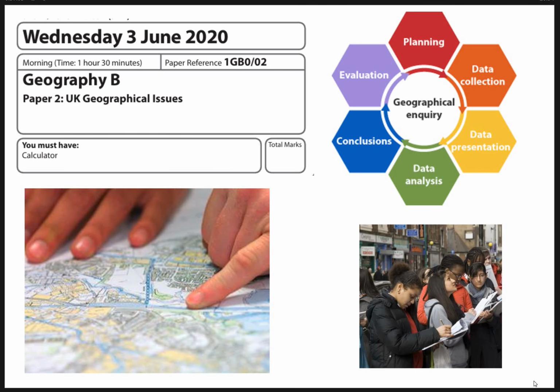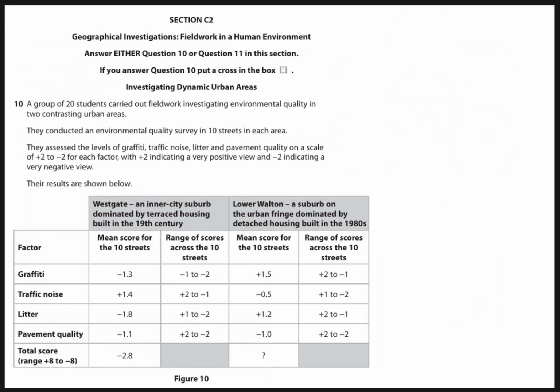Let's move on to some questions again in the area of fieldwork in the human environment. We're going to look at the fieldwork that's been done. So it's unseen fieldwork, fieldwork that's been carried out by somebody else, in this case a group of 20 students, carrying out environmental quality fieldwork in contrasting urban areas. That's lucky, that's what we do. Alright, let's look at the first question. Before we look at the details, I know I'm speeding through this bit, but you can always pause it.